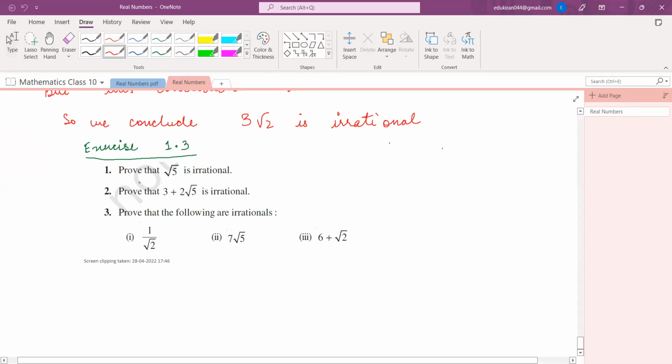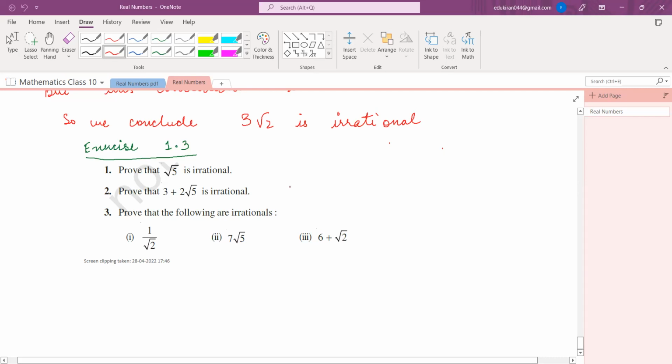Now prove that root 5 is irrational. Should I do this question? Yes, Hamna, should I do it? No, ma'am. I'm good. This is exactly same as root 3 and root 2. That kind of question. Yes, Shri Harsha? Yes, ma'am. Okay. And the second question, I think the same question we have already done, isn't it? Yes, ma'am. We can do it.